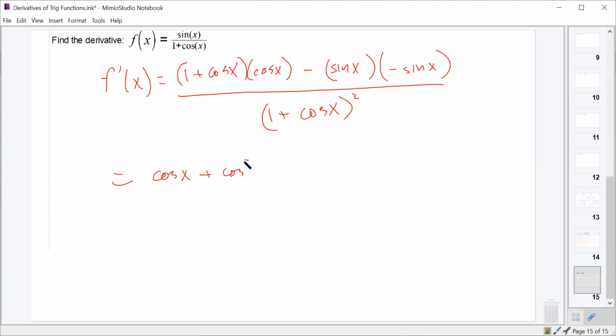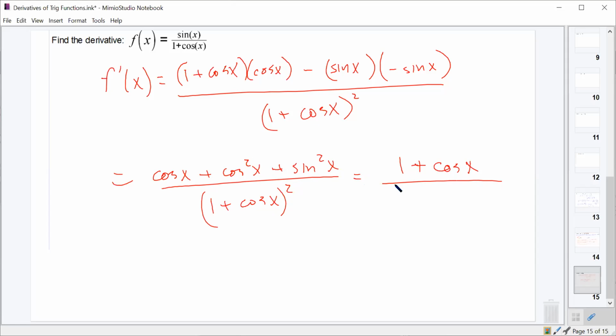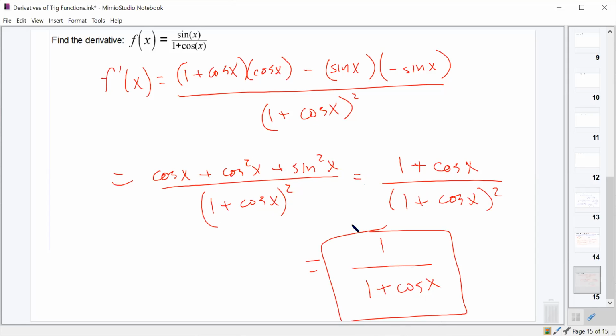You get cosine x plus cosine squared x plus sine squared x all over 1 plus cosine x squared. And then what does the numerator simplify to? Cosine squared plus sine squared is just a 1. So now we have a 1 plus cosine x over 1 plus cosine x squared. And we can simplify that into just 1 over 1 plus cosine x. Good or no?